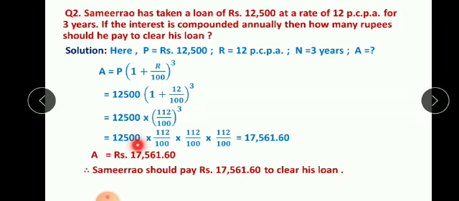Now 12,500 is multiplied with 112 upon 100, how many times? 3 times. And after cancellation we get 17,561.60 is your amount. So amount is equal to rupees 17,561.60. Therefore, write down the final answer. Therefore, Samir Rao should pay rupees 17,561.60 to clear his loan. In this way, we can solve word problems.